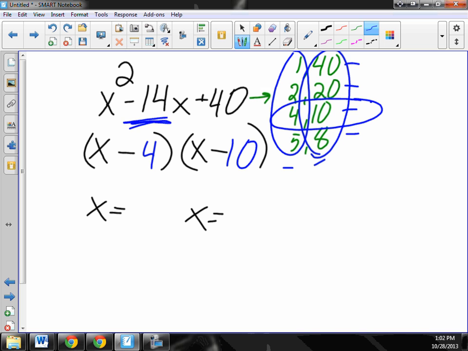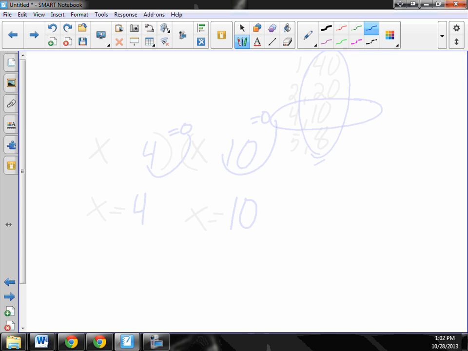How do I turn factors into roots? Switch the signs, and what I'm really doing is setting each of these equal to 0, and then add the 10 and add the 4, and I get 4 and 10. So this graph crosses the x-axis at 4 and at 10. And we didn't need to graph it to figure that out. Okay, let's try a new one.